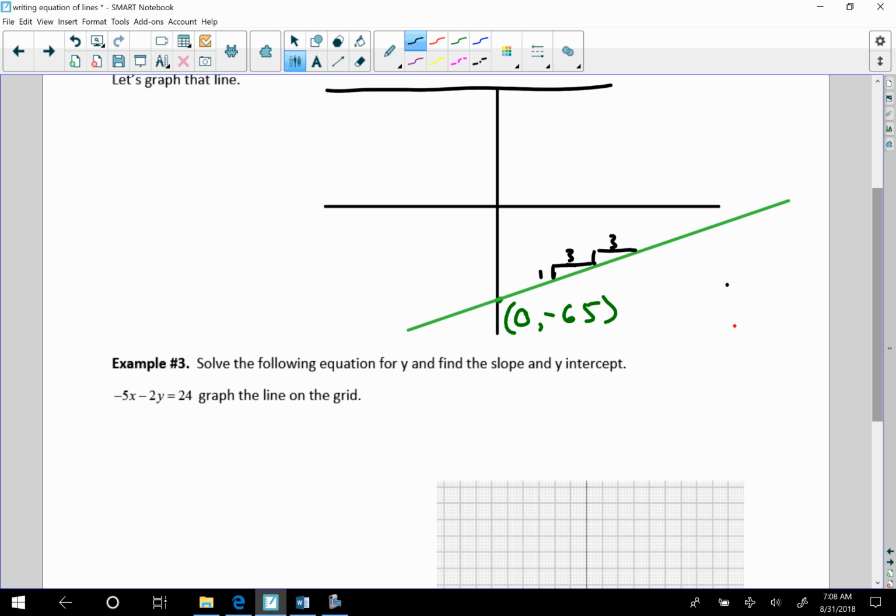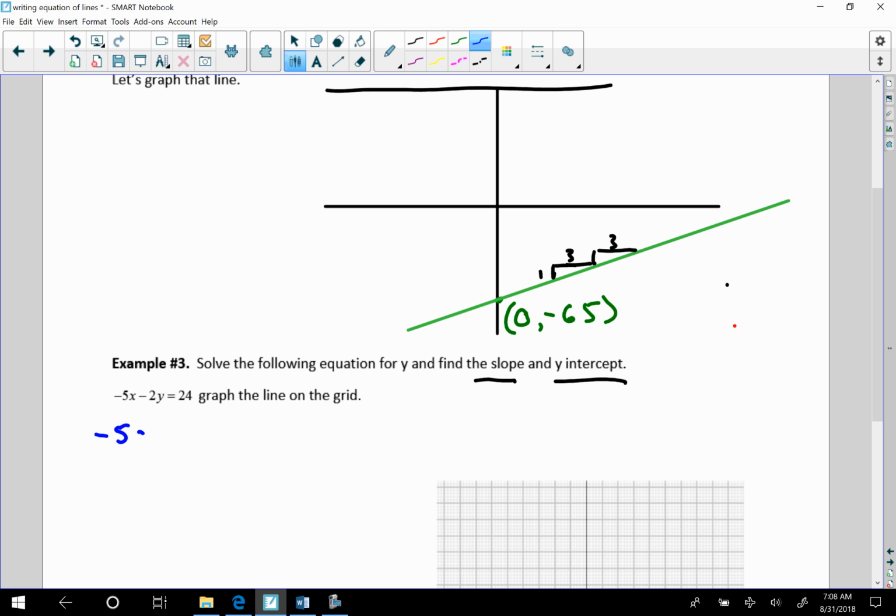Let's go to another example. Solve the following equation for y and find the slope and y-intercept. These problems can sometimes be a bit tricky for students, but I think we can handle it.